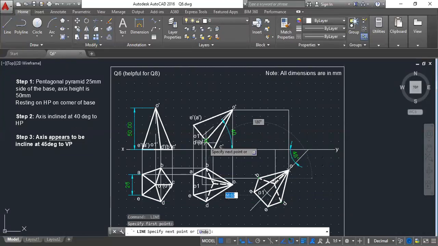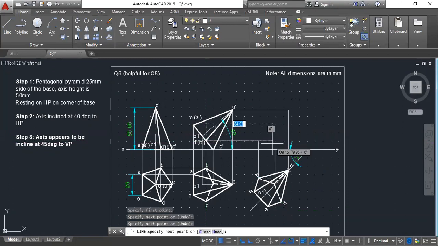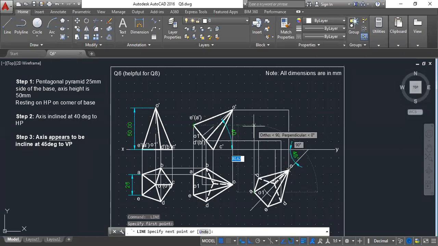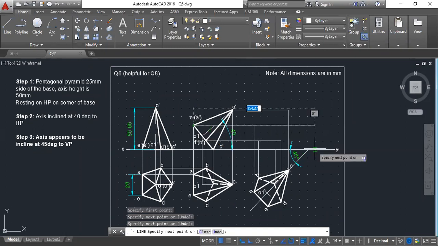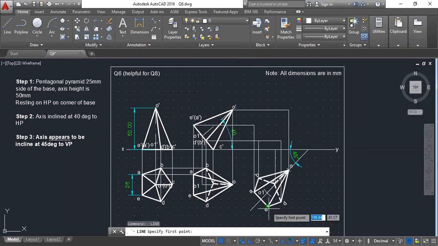B will be somewhere here, so join B. Okay, D is also on the same line, so join D also. Okay, then find out A and E. It is here. Then from E also. Okay, so do it from E. So we'll get the point E.